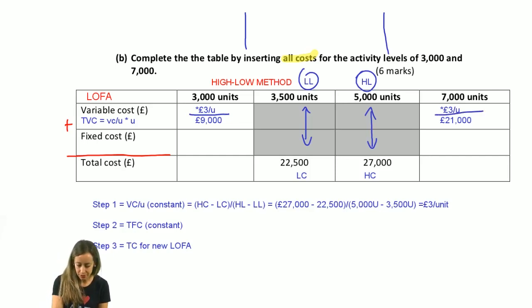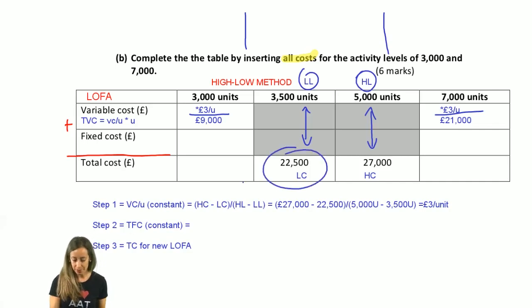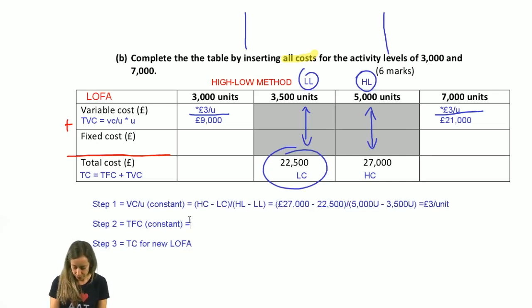Then let's work out the fixed cost. How do we do that? Well, let's have a look. We know that the total cost is the sum of the total fixed plus the total variable, and we already have a couple of total costs here, so we can use whichever we like. My advice is to always go for the low cost. And we can just rearrange this, okay? So remember, total cost, TC, is the sum of the total fixed cost plus the total variable cost. So the total fixed cost would be total cost minus total variable cost.